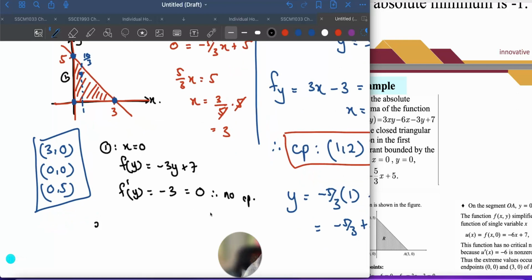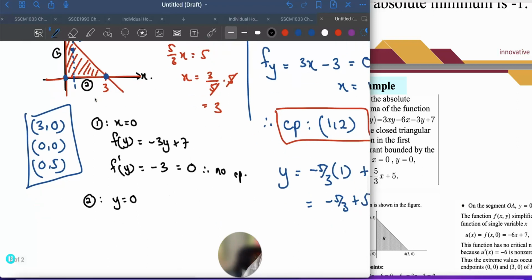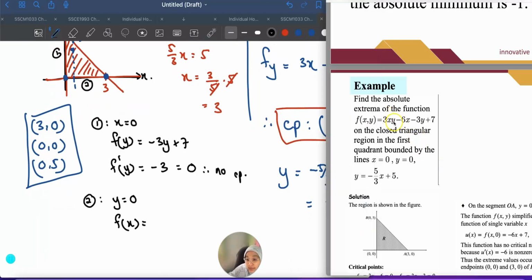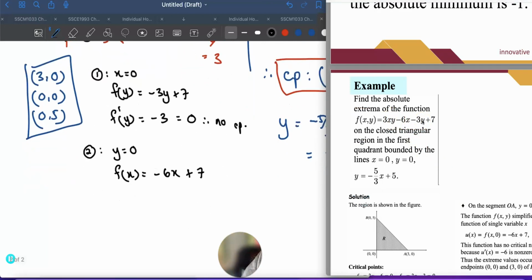Okay, line 2 is also a straight line. This one. So that happens at y equal to 0. So you have to replace y with 0 in the original equation here. This one, 0, 0, you have negative 6x plus 7. And then find the critical point, if any. So you got negative 6 equal to 0. Therefore no critical point as well on the second line.